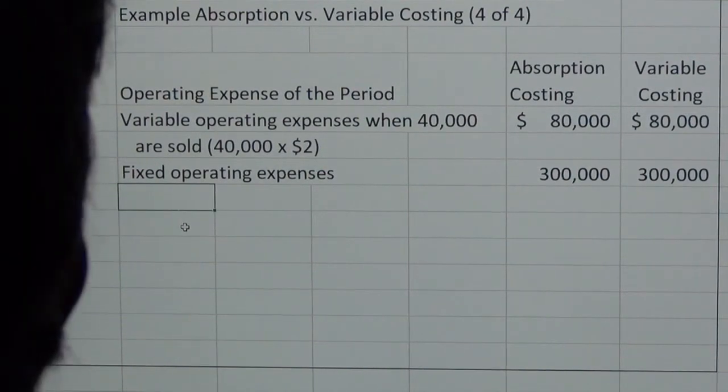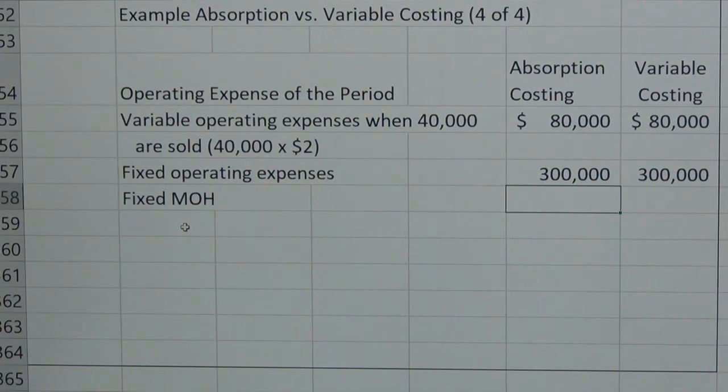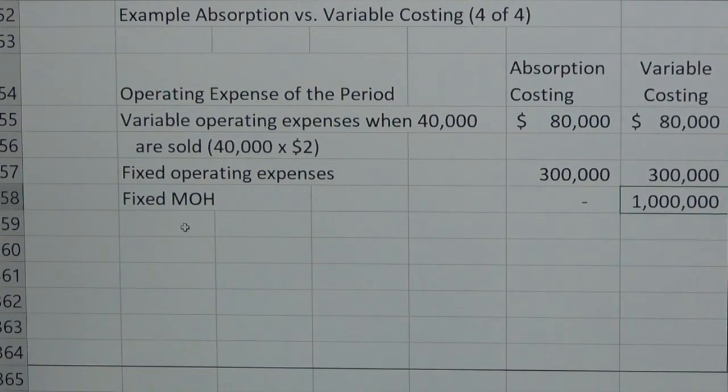And then what we're going to come up with is the fixed MOH, manufacturing overhead. And here's where it gets a little bit different. Remember, under absorption costing, the fixed MOH was really part of the product cost. We don't break it out from here. This is going to be 0 because it's already been accounted for in the product costs. But for variable costing, remember we excluded the fixed MOH. So now when we're taking into consideration the operating expenses, we're going to drop it right next to the other operating expenses. So we're looking at $1 million.